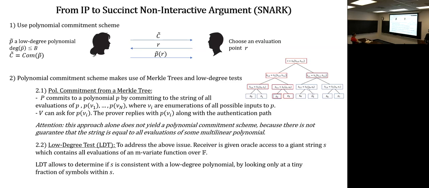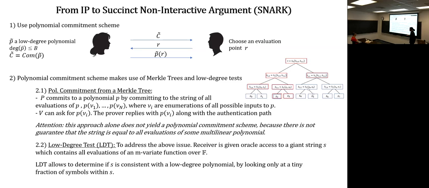So the verifier can ask the prover to reveal some of the evaluations in this Merkle tree, and the prover will reply with this value along with the authentication path, which basically leads to the root of the Merkle tree. So just using this idea, this Merkle tree commitment, is not enough for obtaining an efficient SNARK, a succinct non-interactive argument of knowledge.